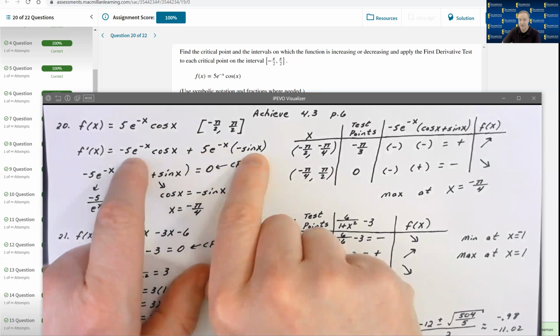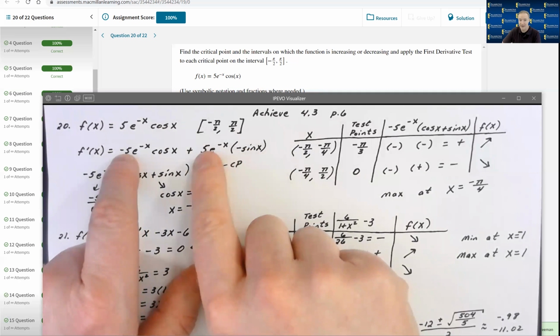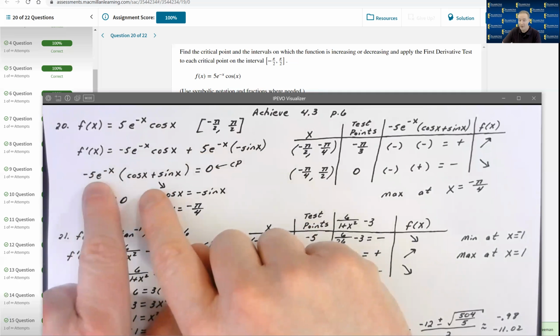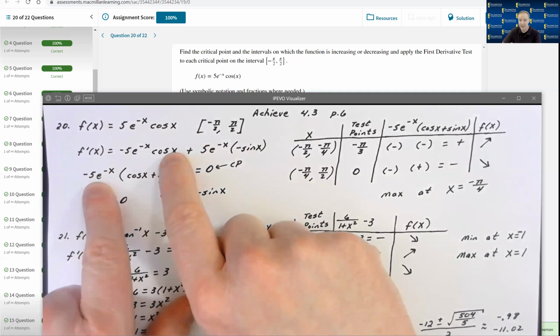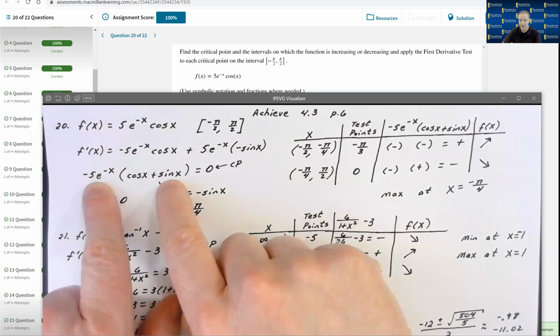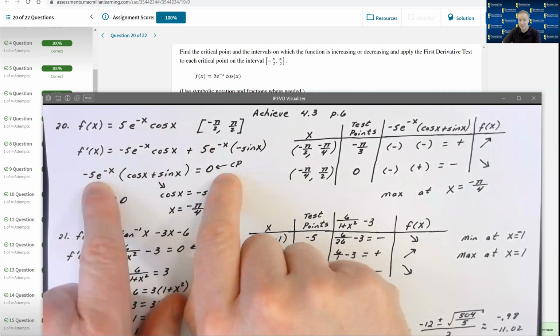I need to factor it so I can set it equal to 0. Quickly and easily, I said, well, I could factor out a factor of -5e to the negative x out of both terms. I did that. When I did that, I saw that I would be left with cosine x plus sine of x for my remaining factor. I set this equal to 0.